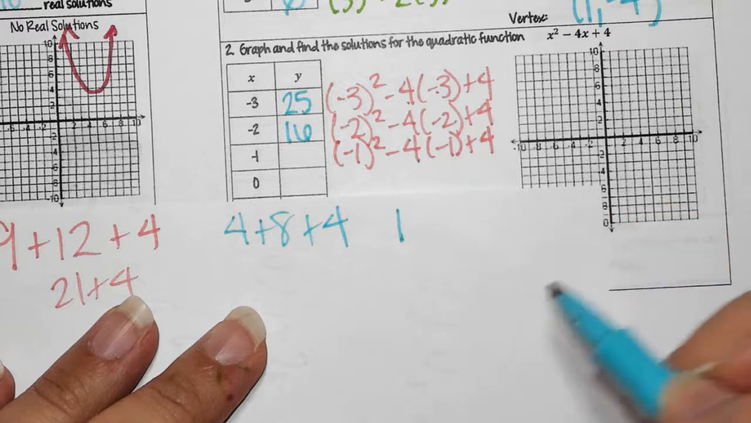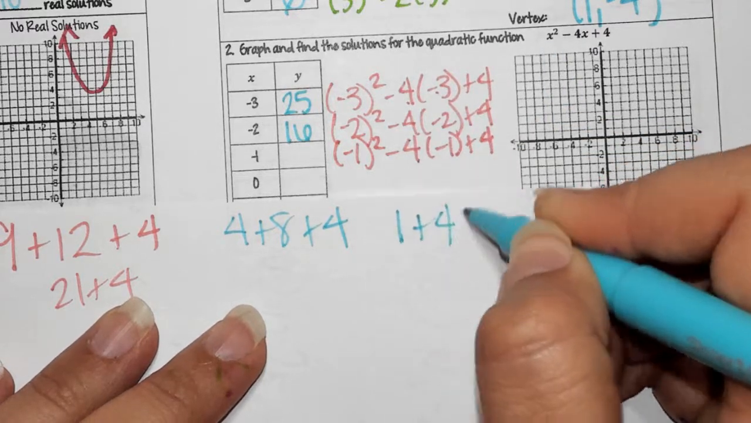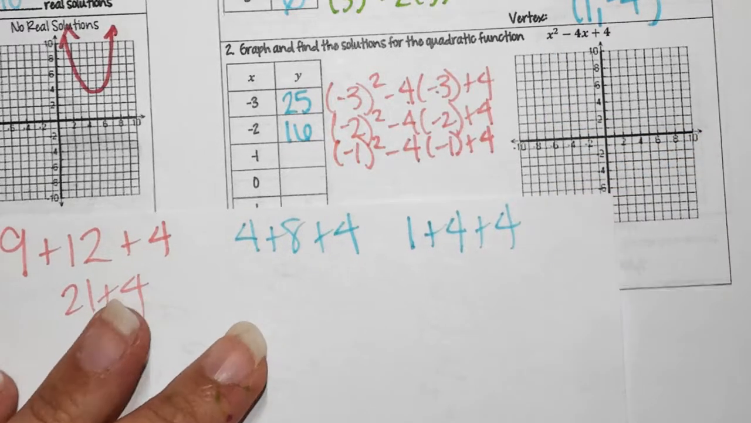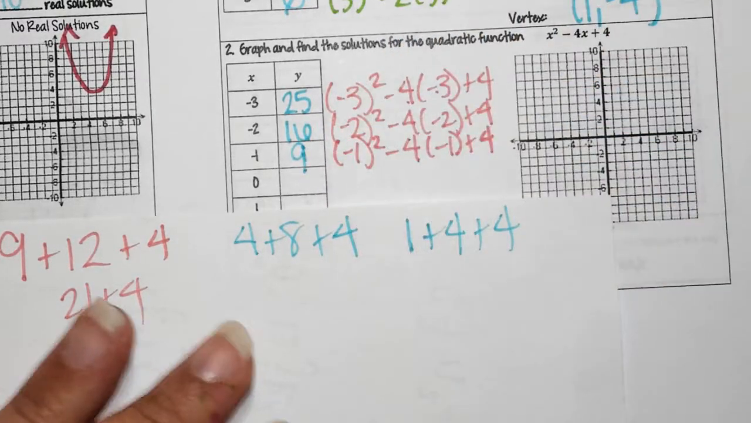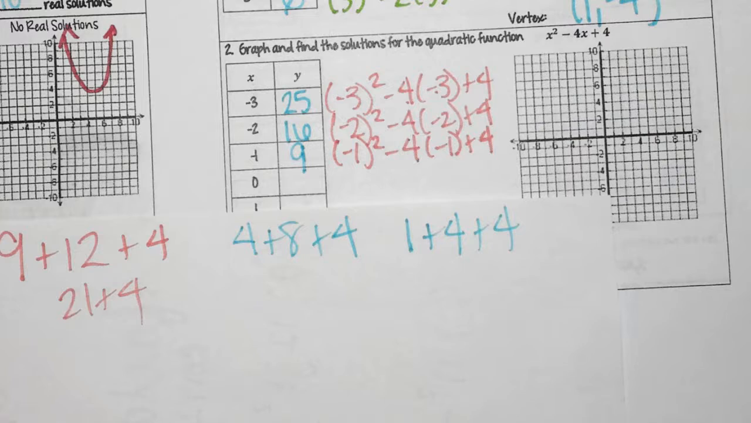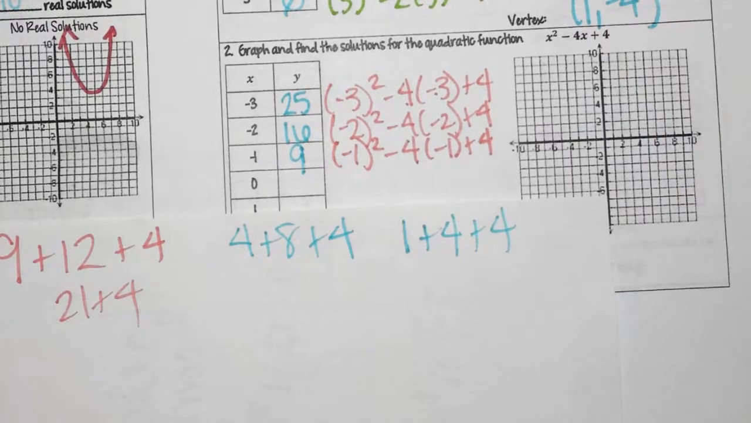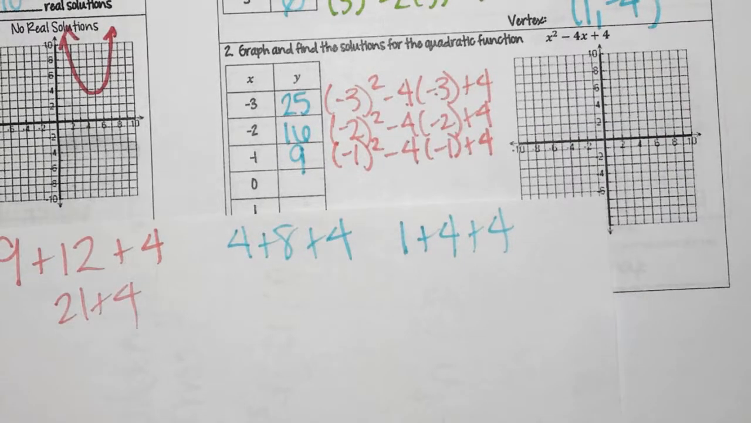What's the negative 4 times negative 1? 4. Alright, what's 1 plus 4? 5. 5 plus 4? 9. Does it make sense now to anybody? Yes.